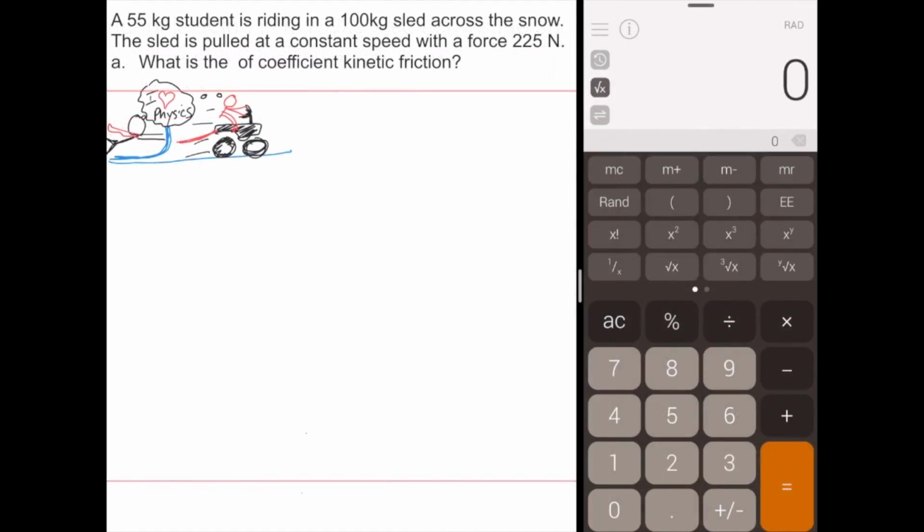Okay, everybody, let's take a look here at this problem. Pretty typical friction problem where I give you a couple of forces, a couple of masses, and then ask you to calculate the coefficient of kinetic friction. So let's go ahead and do this.